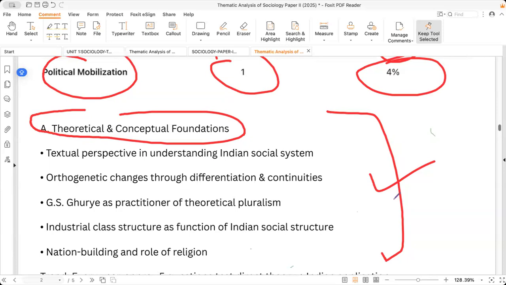And I think there was a state question also that came from G.S. Ghurye's Indian Sadhus book. The Indian Sadhus book is a very relevant and very important book. He challenged the notions of the Metcalfes and other colonial thinkers. So he's very important, and questions will come almost every year.